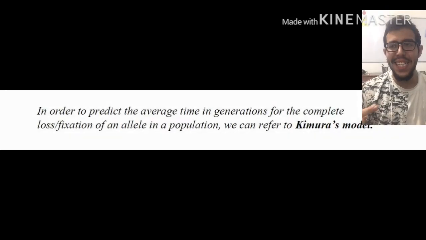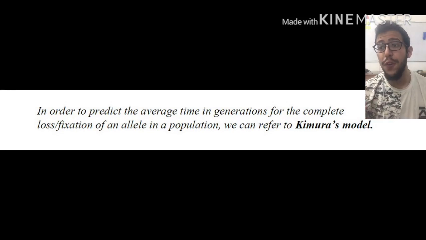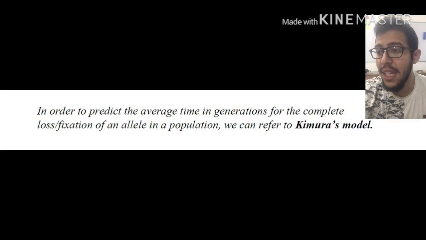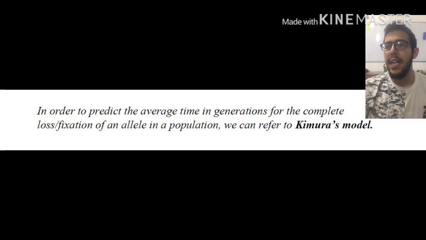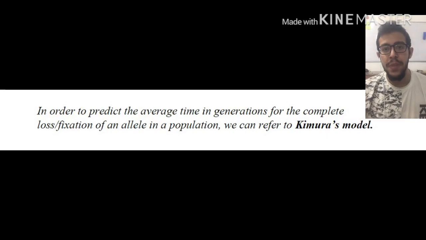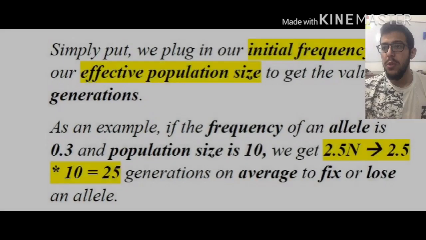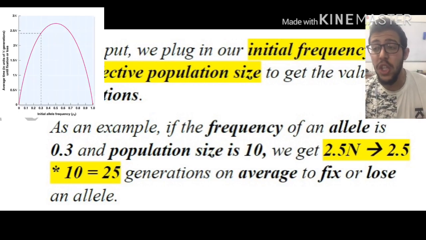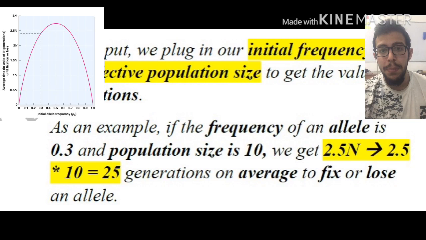Now, in order to predict the average time in generations for the complete loss or fixation of an allele in a population, we can refer to Kimura's model. He is a Japanese scientist, and let's try to understand what he was trying to explain to us. Simply put, what he said was, we plug in our initial frequency and our effective population size to get the value in generations. Now, let's look at the graph that is present on screen and use an example in order to understand how that can help us.